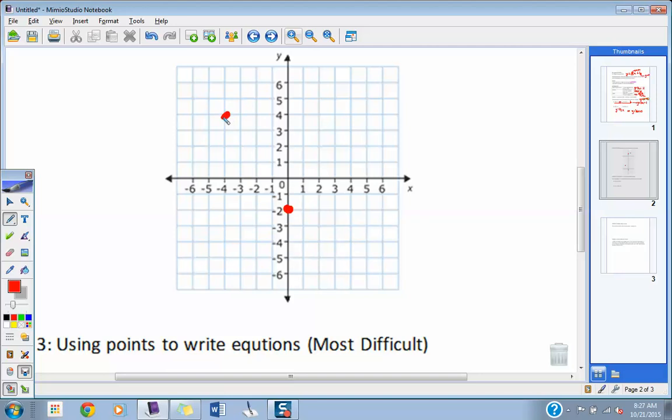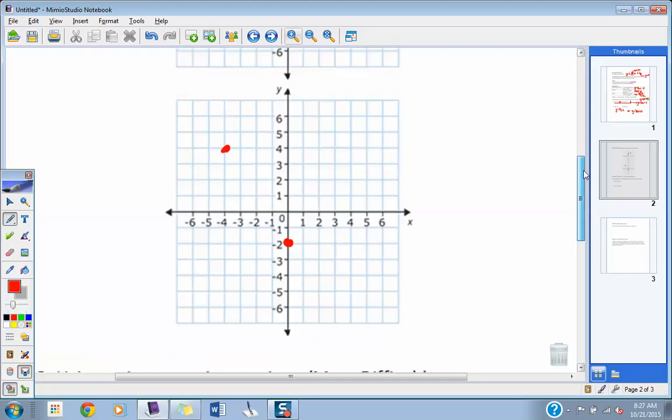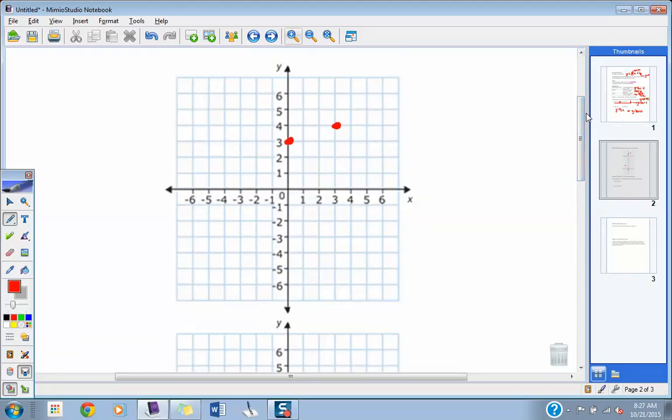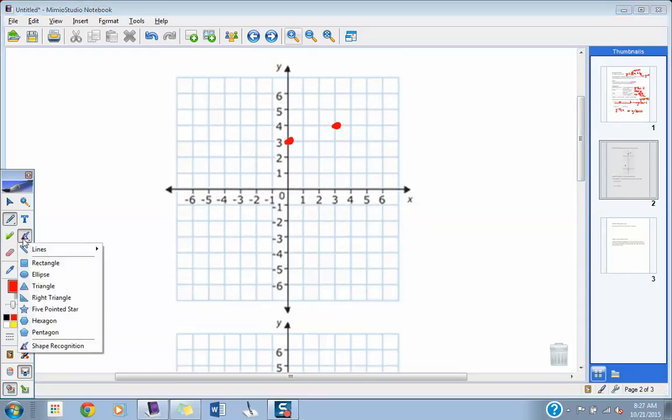Let me get these drawn quickly for us and then we'll discuss them. While I'm working on here, see if you can write an equation for the given lines in slope-intercept form as I'm putting them up here.